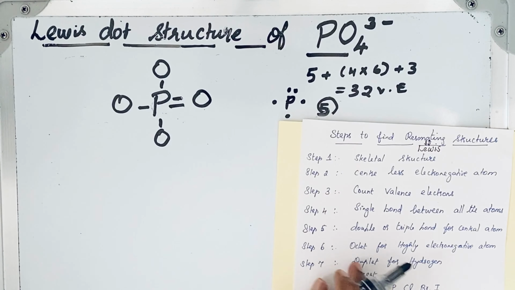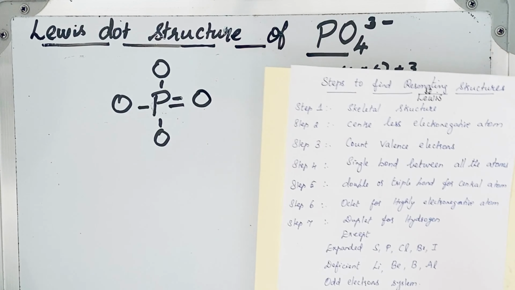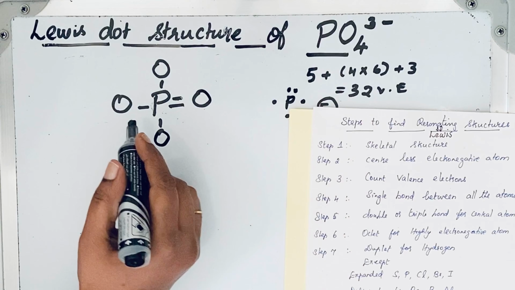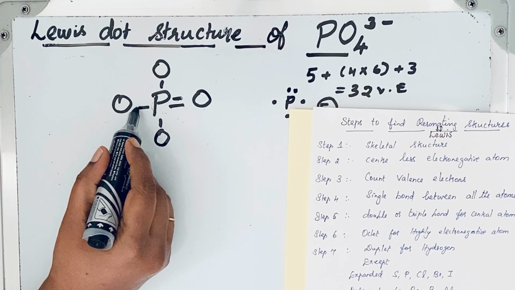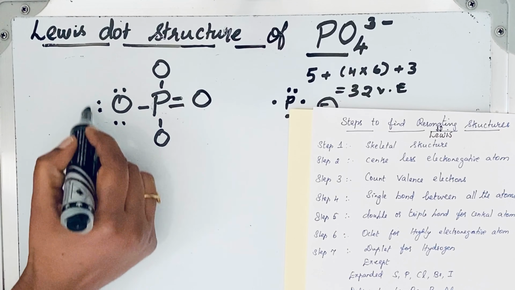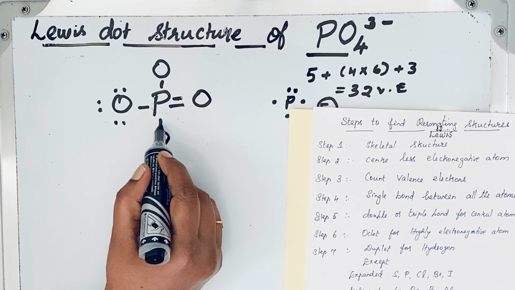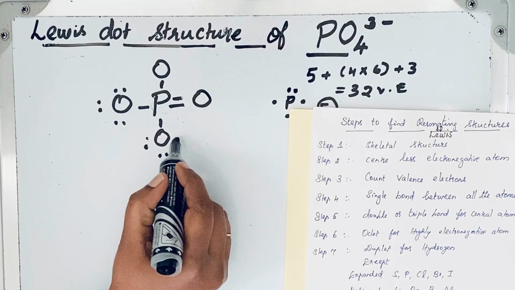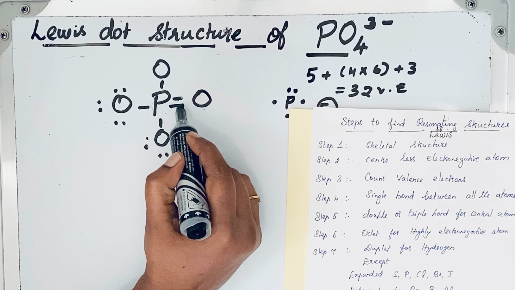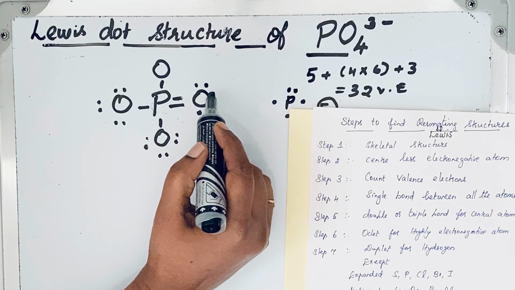Now come to step 6, octet for the highly electronegative atom. Then step 7, duplet for hydrogen. Anyhow, here hydrogen is not there. So we are going to give an octet to the highly electronegative atom, that is oxygen. Already 1 bond, 2 electrons, so 4, 6, 8. The octet configuration for this oxygen is over. Now let us move to this oxygen: 2, 4, 6, 8. Now this terminal oxygen: here already a double bond, so 4 electrons, so 6, 8. So the octet for this oxygen is also over.